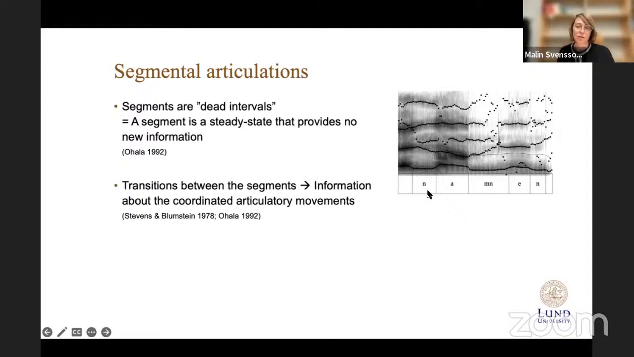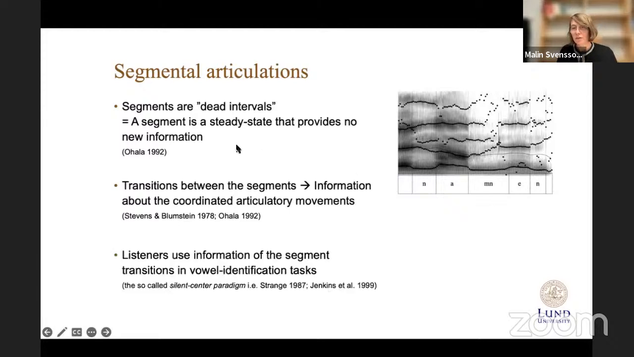These transitions provide the listener with information about the coordinated articulatory movements. And it has been shown that listeners use this information, for example, in vowel identification tasks, as in the silence center paradigm, where you mask the vowels and the listener makes use of the transition into the vowel. So in other words, segment transitions play a big part in understanding speech.